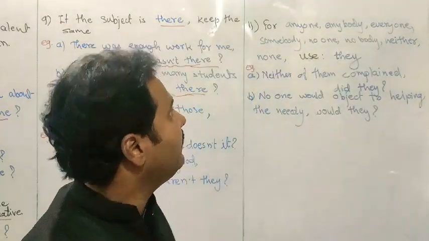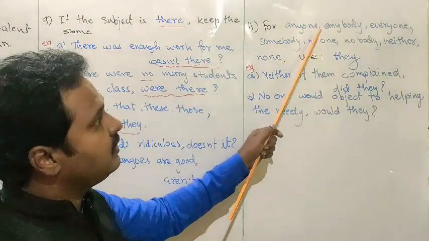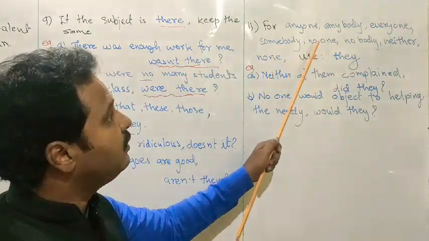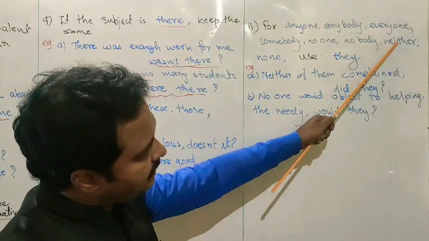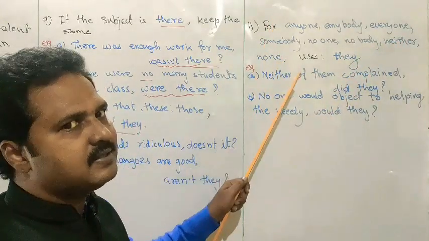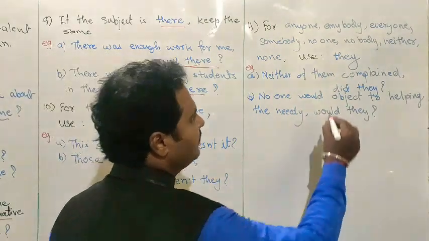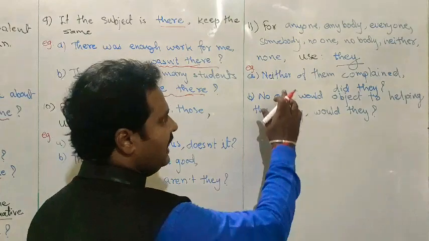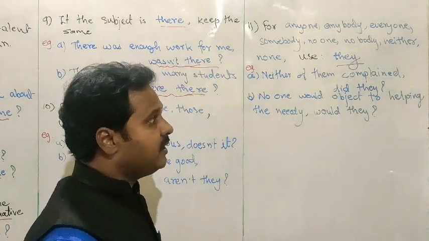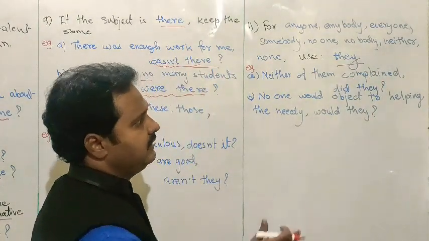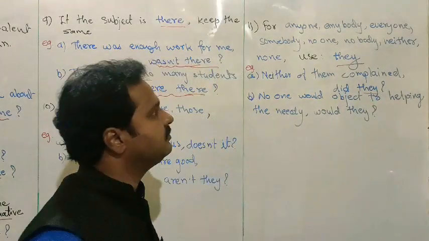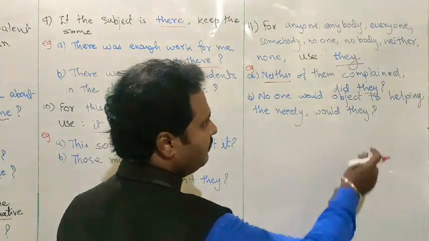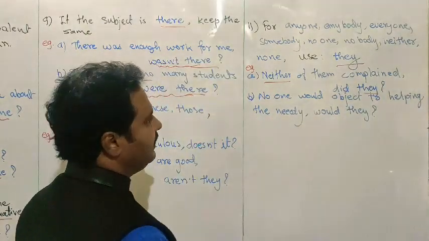And the last rule is here. For anyone, anybody, everyone, somebody, no one, nobody, neither or none, we have to use they. Plural. Neither of them complained, did they? Neither is actually a negative word, that's why we use the positive tag here. Did they?